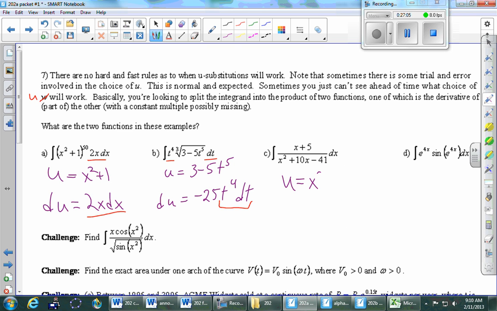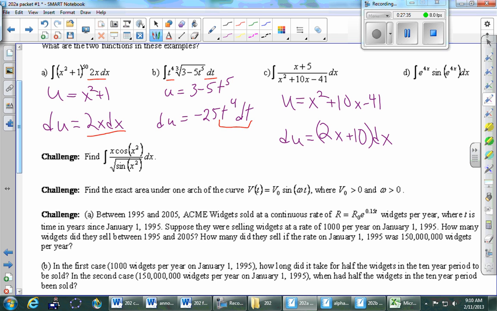Okay, let's try letting u equal the bottom. You can write this down. And I take a derivative: (2x plus 10) dx. Don't forget the parentheses. Does that look like the top? It looks an awful lot like the top. What can you do to make it look exactly like the top? You can factor out the 2. So, looking ahead a little bit, you factor that 2 out, you get exactly what's up there.